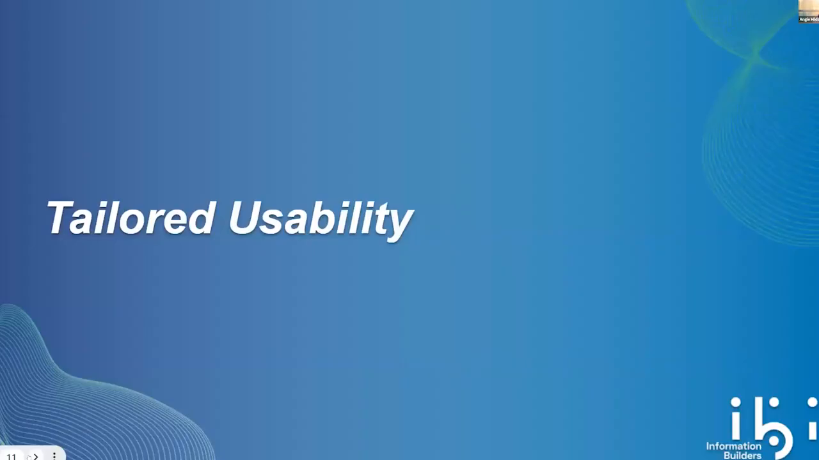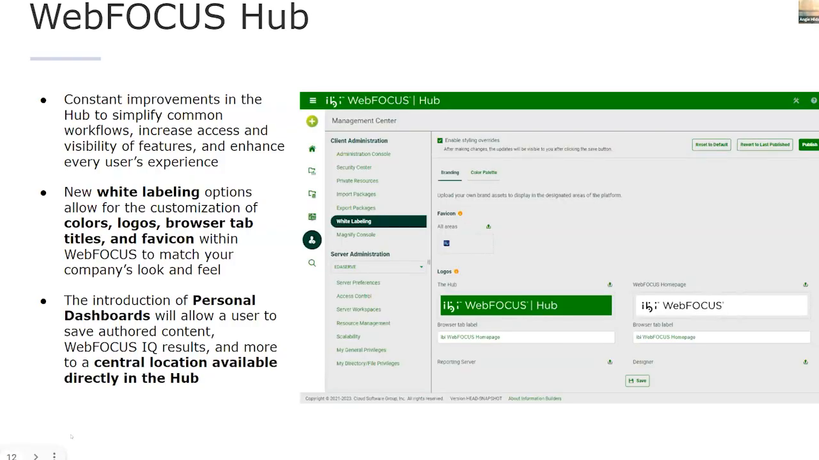And then the last one, I'm going quick because I know I don't have a lot of time, is tailored usability. Really the embodiment of this is the WebFOCUS hub itself, that central location where no matter what I want to do in WebFOCUS, I can get to it from the WebFOCUS hub. I can get to all of my authoring content.